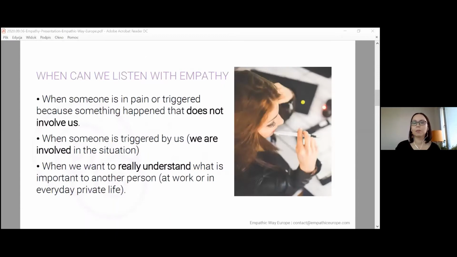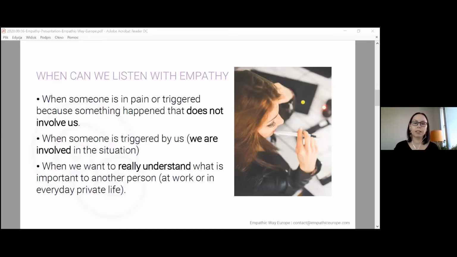So when can we listen with empathy? What came to my mind were 3 main areas. First, someone comes to you and shares something important, but it's not connected to you. It doesn't involve you. Then you can focus on them, check what's in them and be with them. The second one is when someone comes to you, but you are involved. Maybe you triggered that person somehow, and they come and tell you how it affected them.